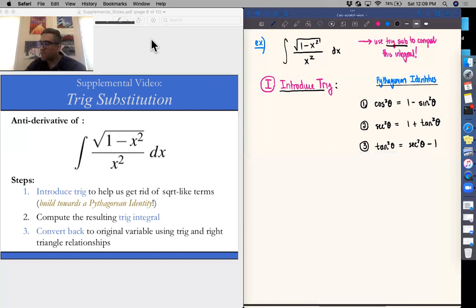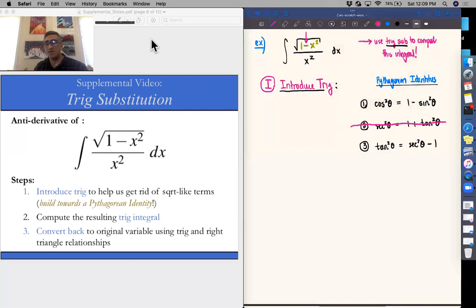All right, so when we're trying to identify which identity to use, we're really trying to see what we have underneath the square root. In this case, we have 1 minus x squared. Comparing that to the identities that we have: cosine squared is 1 minus sine squared, secant squared is 1 plus tangent squared, and tangent squared is secant squared minus 1. The second identity on the right-hand side doesn't have any minus signs, so it looks like that identity's out. That minus sign really helped us get rid of one identity so far.